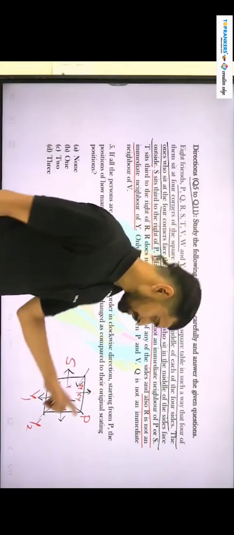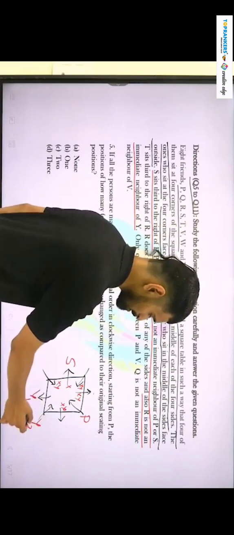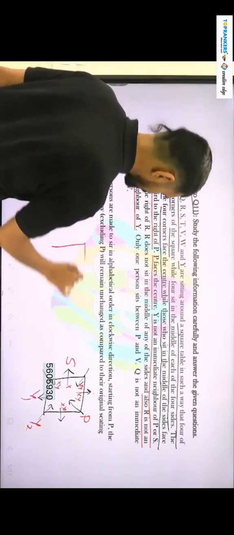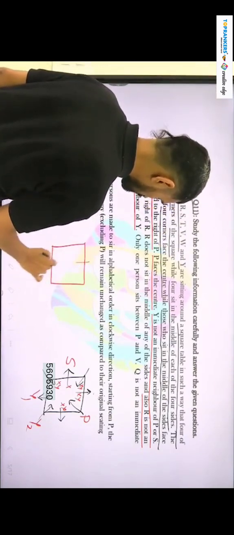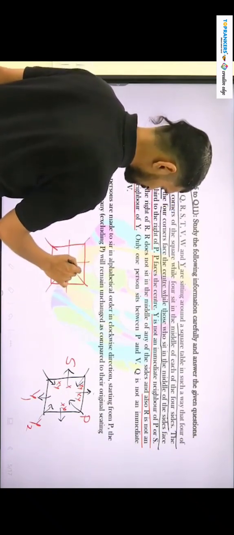T is third to the right of R, but I don't know where R is. R does not sit in any of the middle of the sides. Also, R is not an immediate neighbor of Y. R does not sit on any of the middle of the sides, so R corners पर बैठा होना चाहिए. R is not neighbor of Y. That means R cannot be here if I consider Y to be here, and if I consider Y to be here, R cannot be here. So I'll draw 2 possibilities. मैं इसी structure को यहाँ पर और एक तरीके से बना रहा हूँ. Just because मैं दोनों possibilities parallelly draw करना चाहता हूँ.